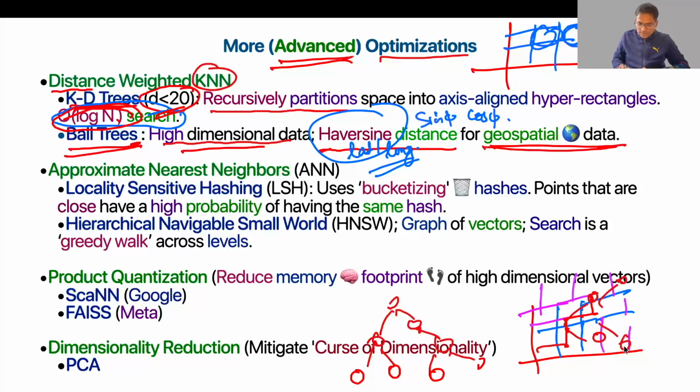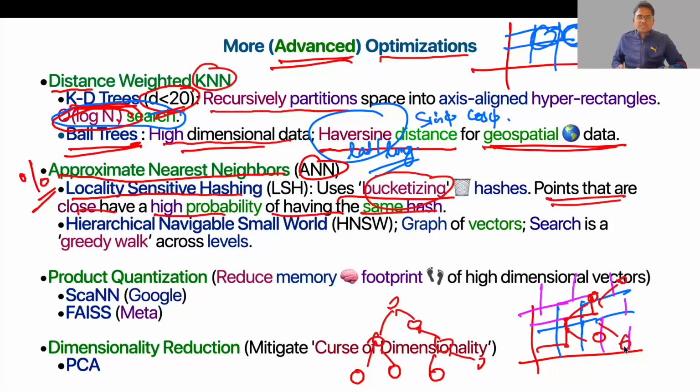Then there is a series of approximate nearest neighbors. So there is locality sensitive hashing. It buckets hashes into buckets, a list of hashes depending upon whatever is the modular value. So it will bucket hashes together. Points that are close have a high probability of having the same hash, and if they have the same hash, then the probability of getting in the same bucket will also be very high.